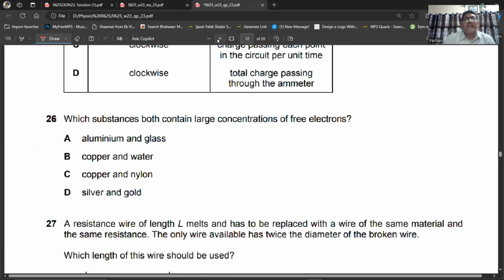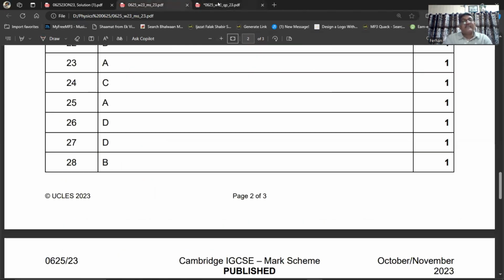Question number 26. Which substances both contain large concentrations of free electrons? Aluminium has free electrons, glass does not have, copper has free electrons, water does not have, nylon does not have free electrons. The D option is silver. It's a metal. It has free electrons. And gold also has free electrons. So they will have more free electrons, silver and gold. D is the right answer, sir.